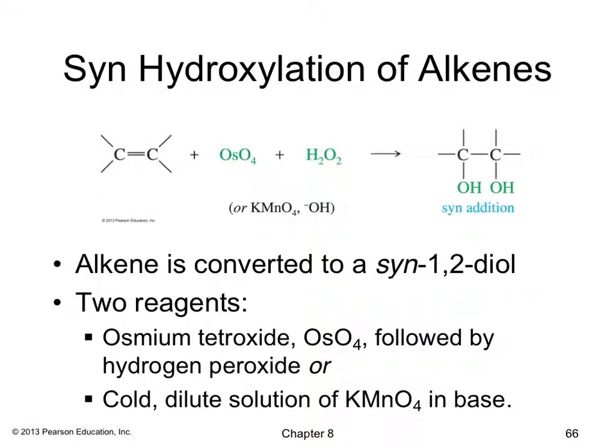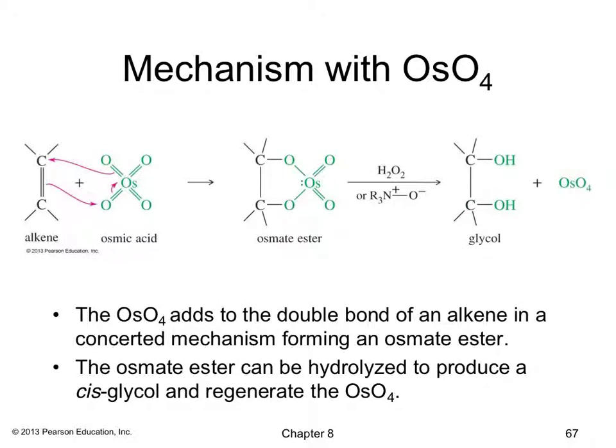For syn hydroxylation of alkenes, so in the previous case you have anti-formation. In order to get syn addition, you have to use a different type of reagent. The two types of reagents you can use are osmium tetroxide or potassium permanganate in the presence of hydroxide. So we're going to look at osmium tetroxide.